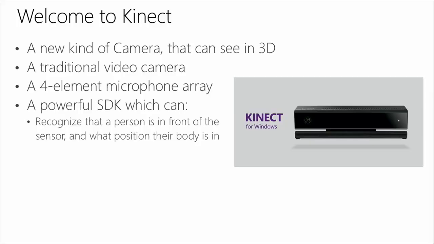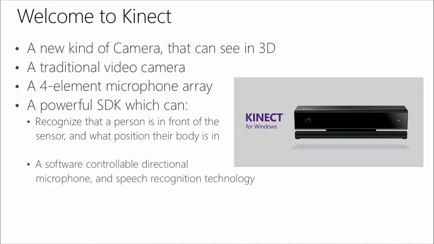Our SDK also allows you to know if a person is standing in front of the Kinect. We have all these algorithms in the SDK that can detect people. Also, we can use our skeletal tracking, or body tracking as it's now called in V2, to know what position a person's body is in, for example. The microphone, again, is controllable in software. We have speech recognition that you can do, so you can speech enable your applications. And there's lots more that you can do, and you're going to see that as we go through the day here.